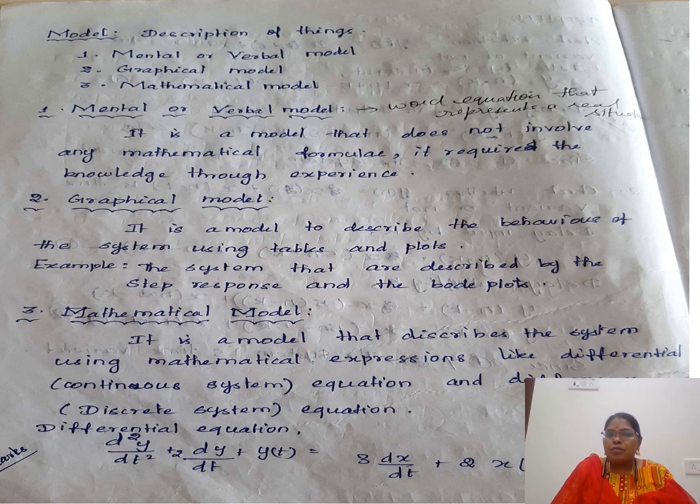So this is the description of a model. A model is nothing but a description of things. I can say it is a description of any system. We have three types of model. The mental model does not involve any mathematical formula; through our practical experience and knowledge we can get that model. Next one is the graphical model, using the tables and plots we get with respect to time and frequency. And for the mathematical model, you have to develop mathematical equations or differential equations. From the differential equation, we can easily convert that into a model.